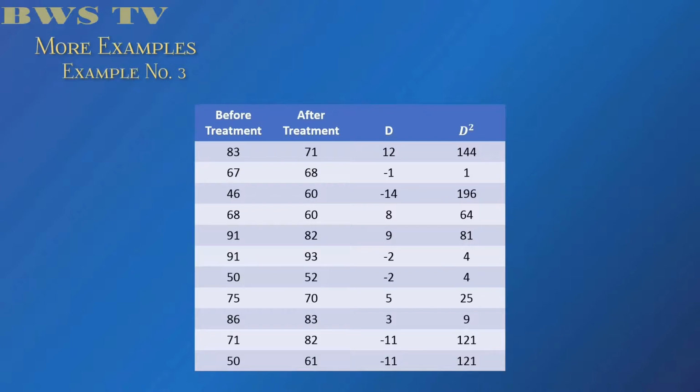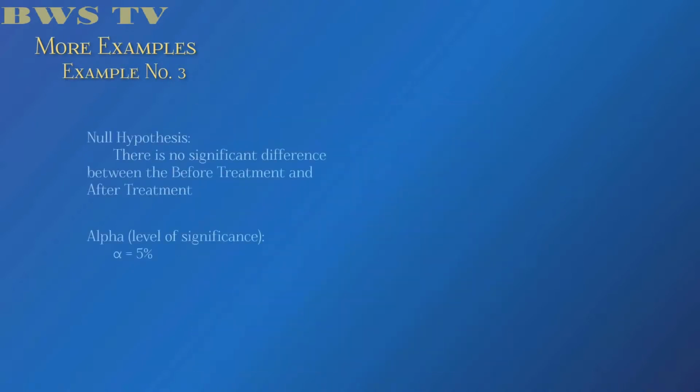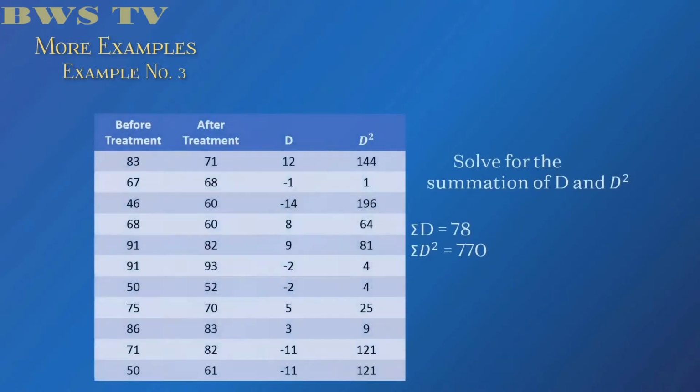For the null hypothesis of example number 3, there is no significant difference between the before treatment and after treatment. Alpha, or the level of significance, is equal to 5%. Next, solve for the summation of D and D squared. The summation of D is equal to 78 and the summation of D squared is equal to 770.